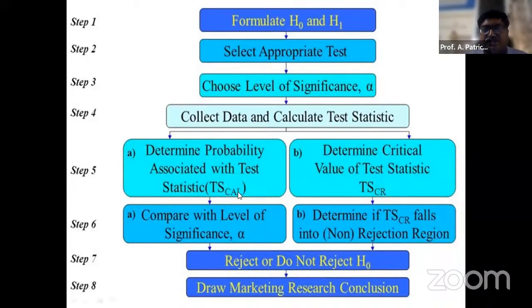So you choose a test, and you determine with that alpha whether the value falls in the acceptance region or the rejection region. If the calculated value falls in the rejection region, we say the null hypothesis is rejected. It can be marketing, finance, HR, or any field. You will get what is called hypothesis testing.